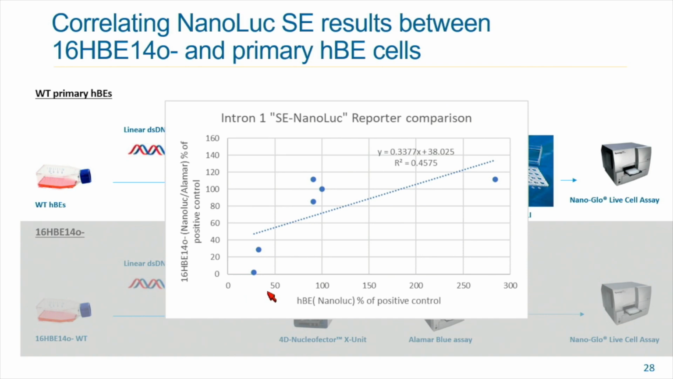And while the correlation isn't perfect, we were excited to see that the constructs that didn't work well in the 16-HBEs also didn't work well in the primary cells. And the constructs that did work well in the 16-HBEs also did work pretty well in the primary cells. So we need to repeat this with additional constructs and further evaluate this correlation. But we were initially pleased to see that this appeared to be correlating pretty well into primary cells.